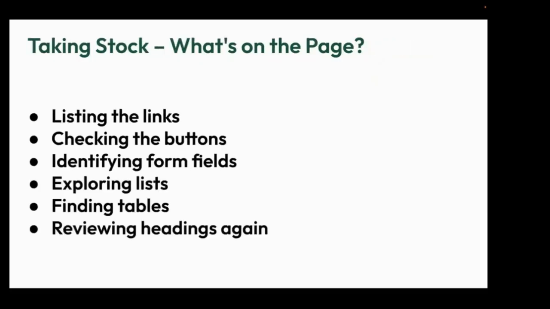In the third step, I take stock of what's on the page. After understanding the structure, I then select the keystroke, which allows me to pull up my list of links to see where I can go. I review buttons to see what actions are available. I then identify form fields. I check for text fields, checkboxes, and drop-downs. And sometimes I go back and open up my list of headings. It provides a good overview and outline of the page.